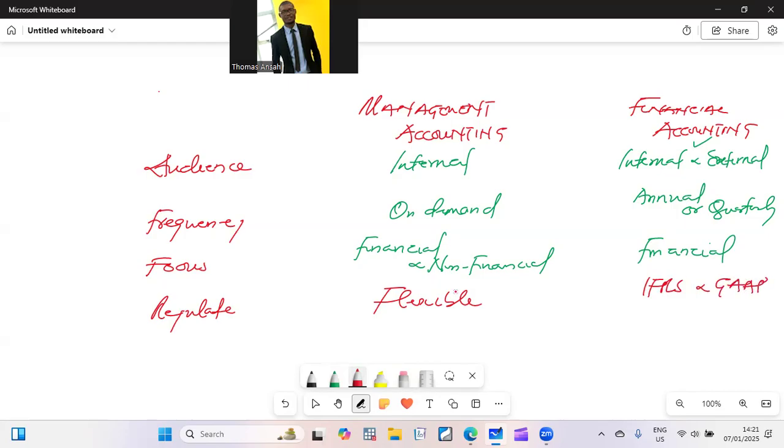Now, in terms of time orientation, management accounting, as we have learned today, is futuristic. We need the information for the future. So it's more futuristic, like forecasting and budgeting. This one is historical. We are recording what has already been done. All right. So these are the things that you can use to distinguish them.